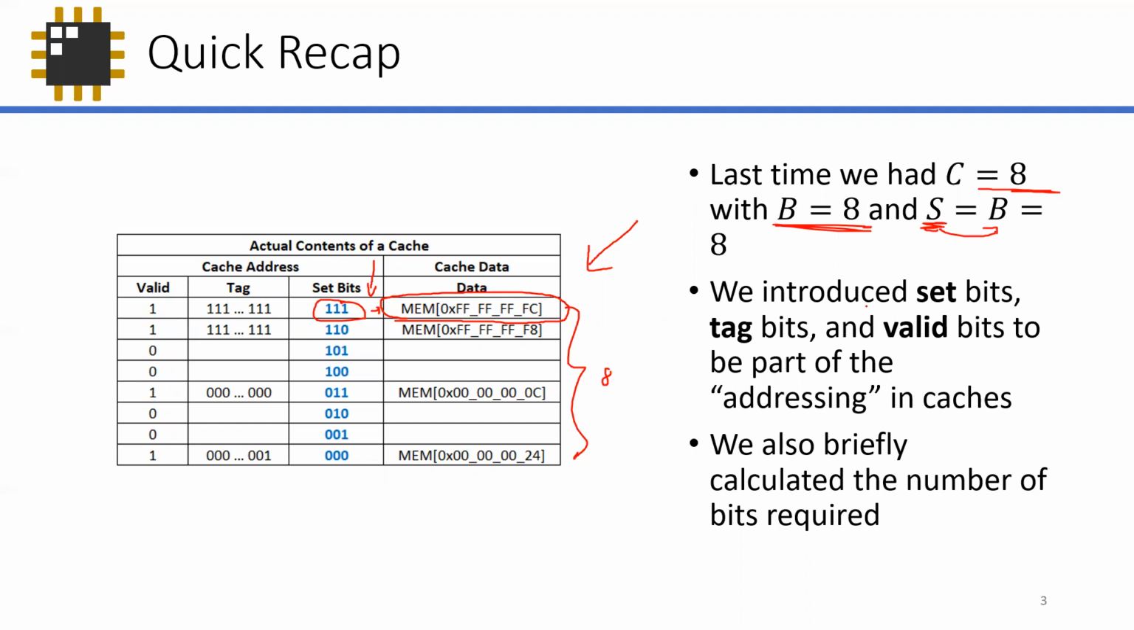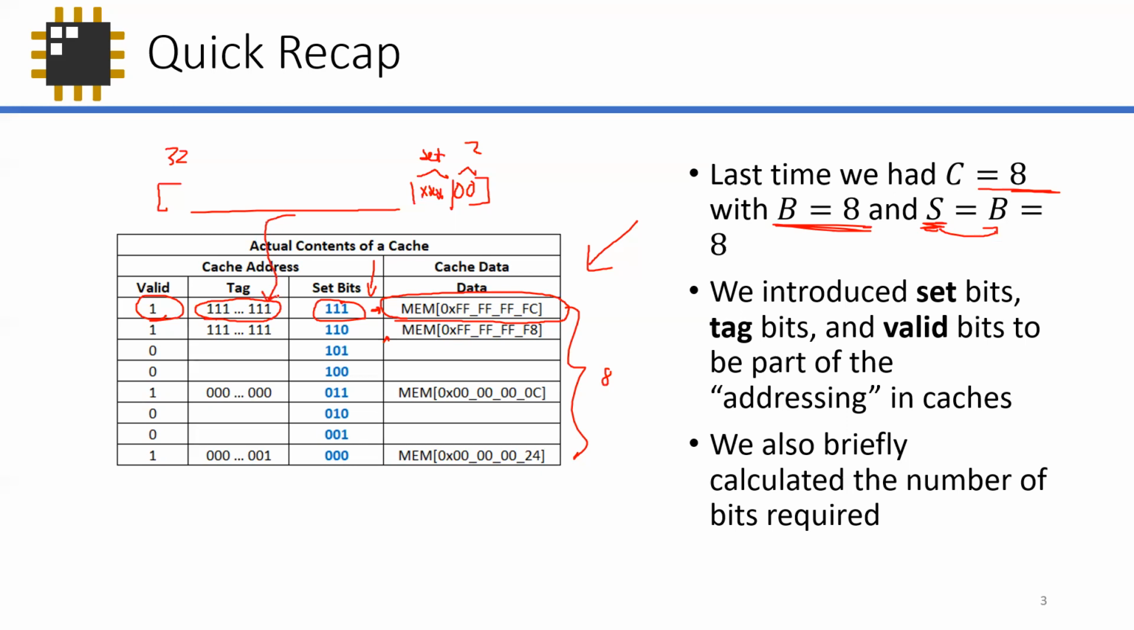Last time as well, we introduced the concept of set bits to select which block or which set to get the data from. And then we also have tag bits and the valid bit. The tag bits are the upper bits of the address. Let's say, for example, you have a 32-bit address. The first two bits will always be the byte offset. Then the next three are the set bits, the ones that dictate which block you have to go into. And then the tag bits are the remaining upper bits.